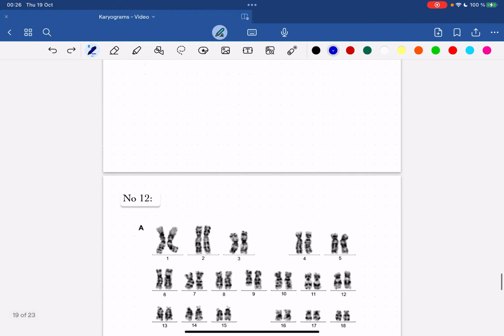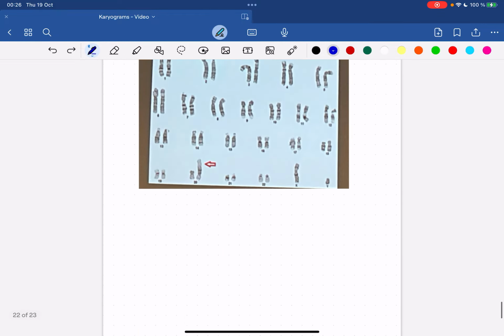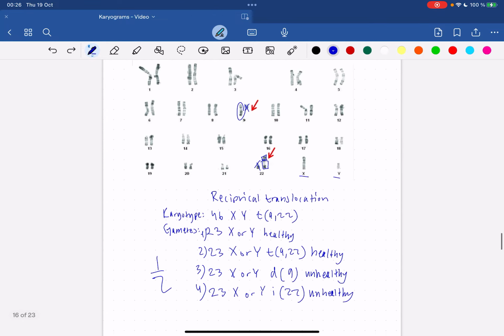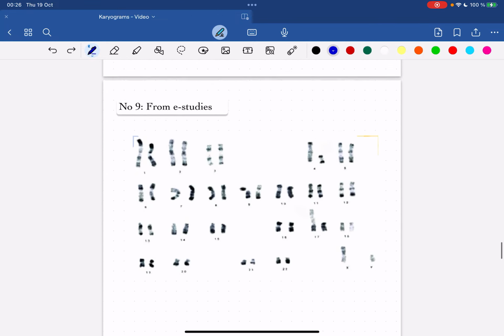How many do we have left? Oh God, we have a lot left. Okay, let's zoom through these a little.